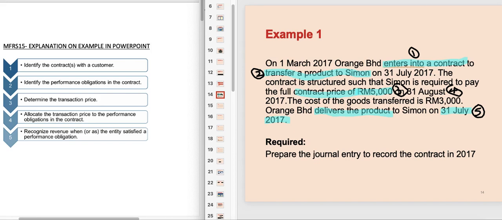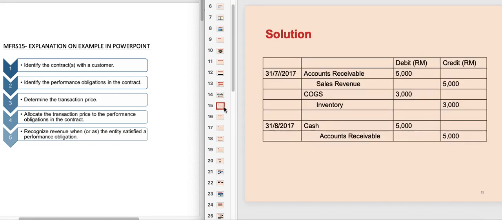So on 31st August here, you will see on 31st August you receive the money. Okay, all right.